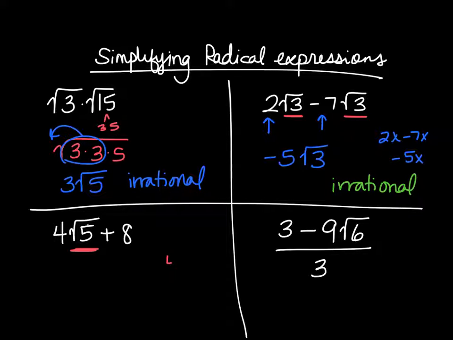All right, that's like saying 4x plus 8. Can you do anything to simplify that? No. So the answer, if you had to simplify, is just the same thing, 4 square root 5 plus 8, or you could say already simplified. And now that in itself, you should see there is still a square root symbol left. In the entire expression, there's still a square root there. So the whole thing is considered irrational.